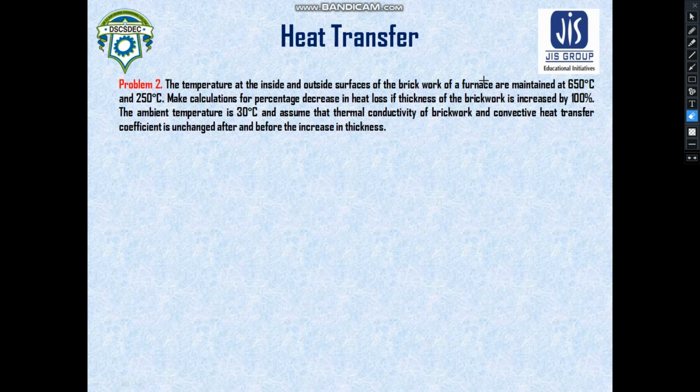So I think you have understood the concepts of the one-dimensional conduction equation and its application for the plane wall. We have solved two different problems. I hope that these two problems will give you a proper understanding of these concepts.